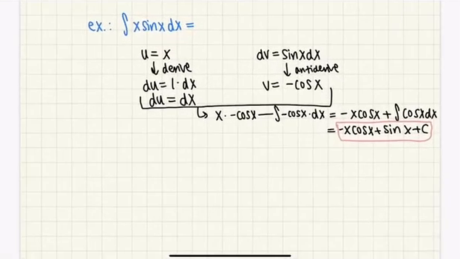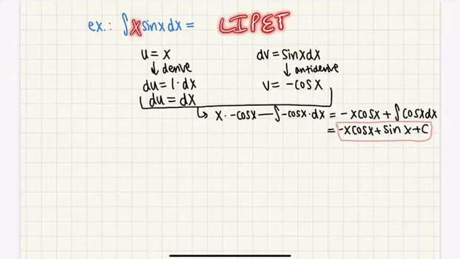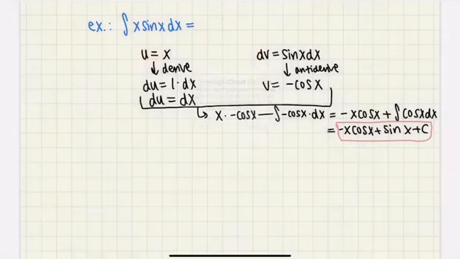Here's the second problem of a LIPET situation. So it's x times sine x times dx. So as I said, this is a polynomial. So in LIPET, the polynomial is right here, and then sine, that's a trig. So since this comes first, this is going to be equal to the u, and then dv is going to be equal to the rest.